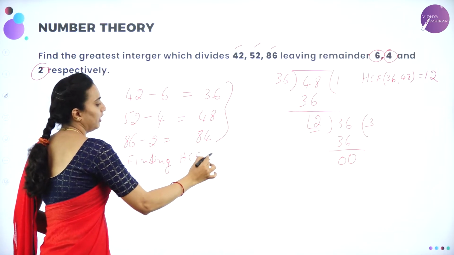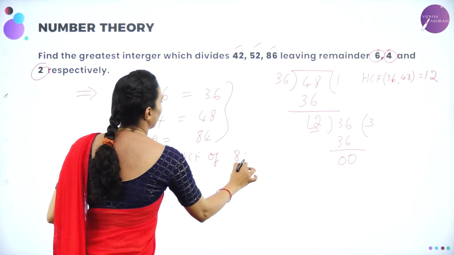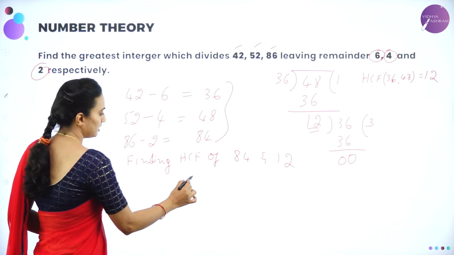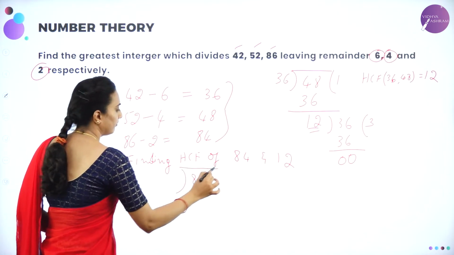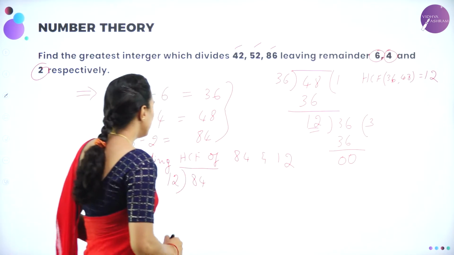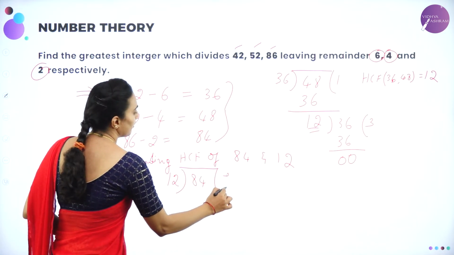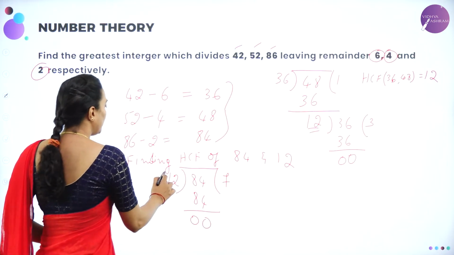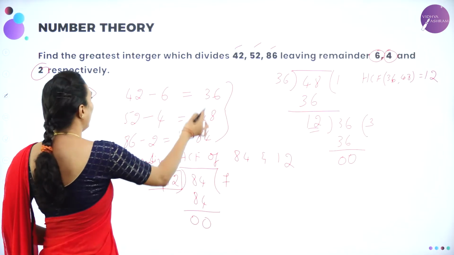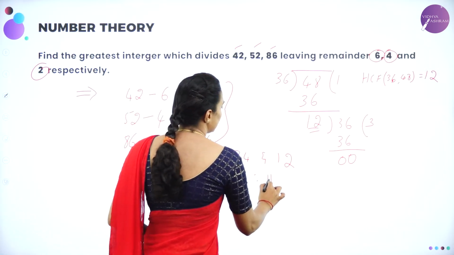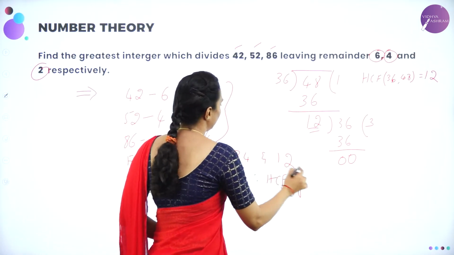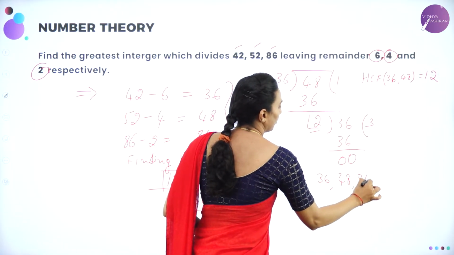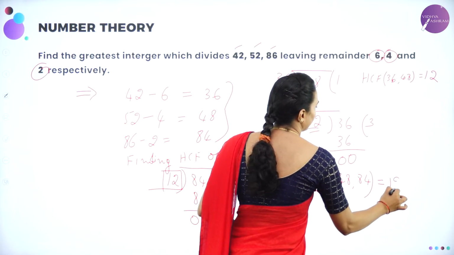the HCF of 84 and 12. Now we take it as 84, 12, correct? So 12, you know already 12 sevens are 84. So 12 will be the HCF of all the three numbers. Therefore, HCF of 36, 48, 84 is equal to 12.